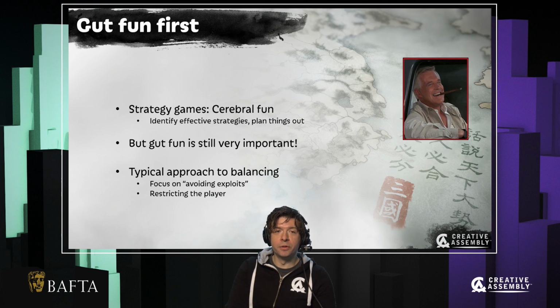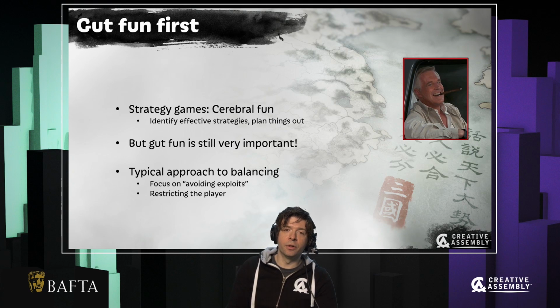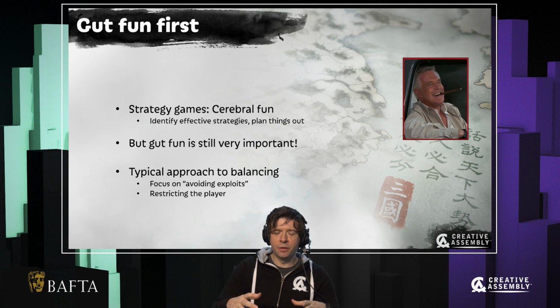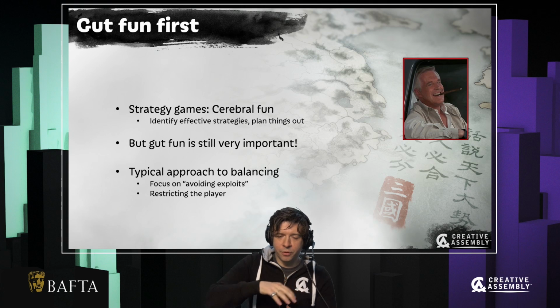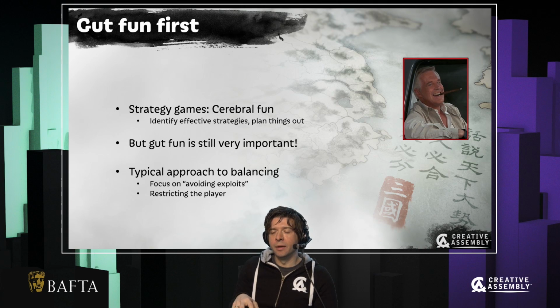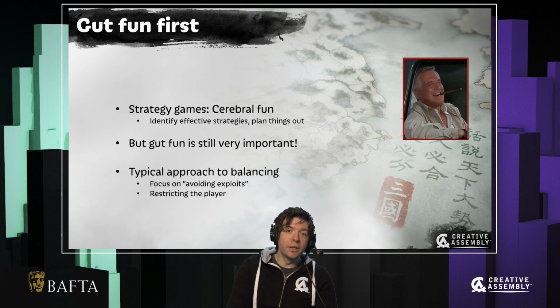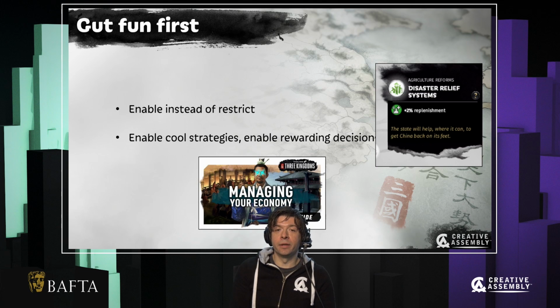So the typical approach to balancing that designers talk about is often about, let's try to avoid exploits. Let's try to basically constrain the player within the sort of playing field that we have in mind. So it's more about restricting the player rather than enabling. And that's what I would like to promote here a bit more, is to see balancing as an act of enabling the player, enabling cool decisions and rewarding decisions.